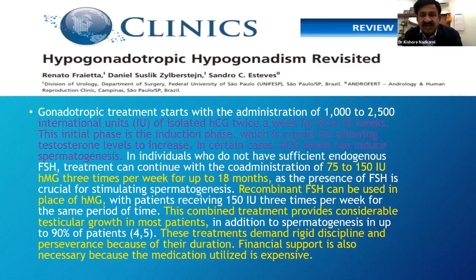The two important things here are rigid discipline, because both compliance and cost are important. So in my patients, I usually get it directly from the company and I am able to give them HCG at a very low rate and also give them HMG at a very low rate. So they are able to complete the entire treatment of 6 months within 40 to 50,000 rupees.